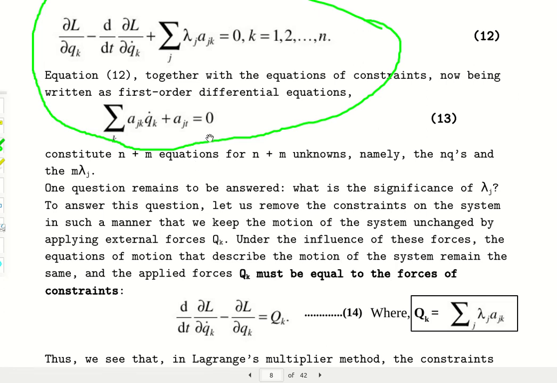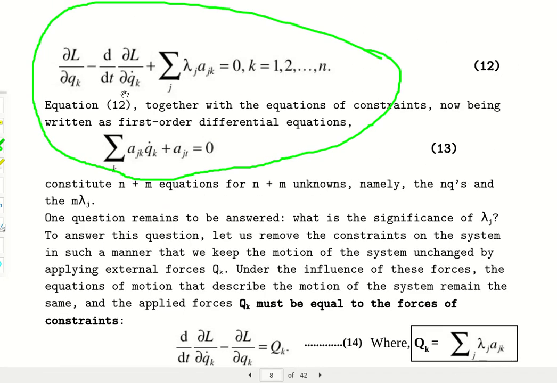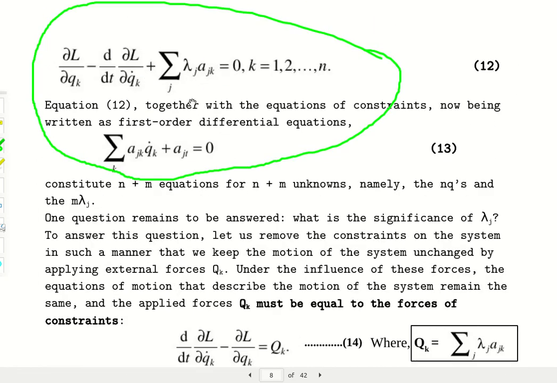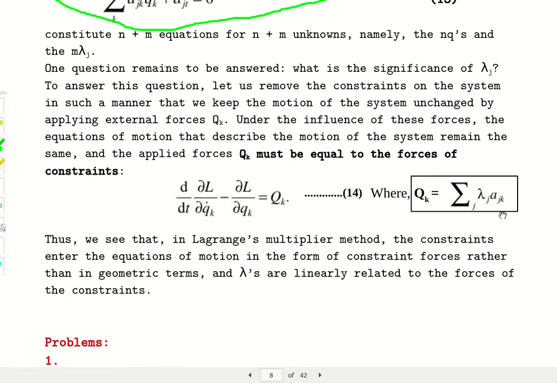Next, you can see a very interesting thing. If you take this sum into the right hand side, it will be minus, and if we multiply both sides by a minus, then d/dt of del L del qk dot minus del L del qk will be on the left hand side, and the right hand side will be plus the sum over j of lambda j ajk, which is written here, Qk, because the sum is over j, so the j index will not be there, only k will be there, k is equal to 1 to n.